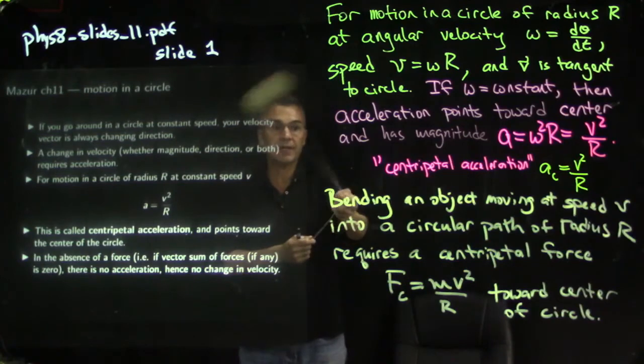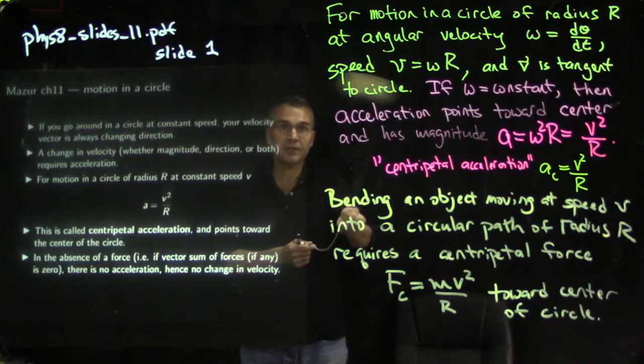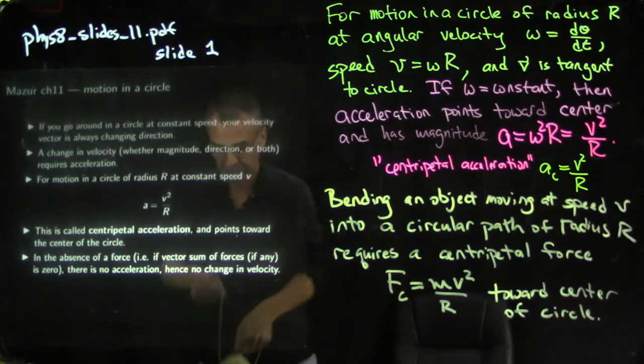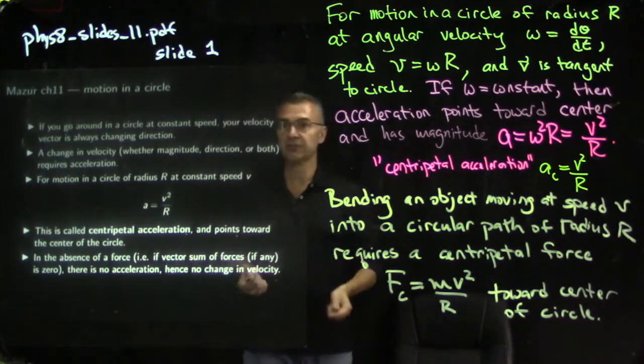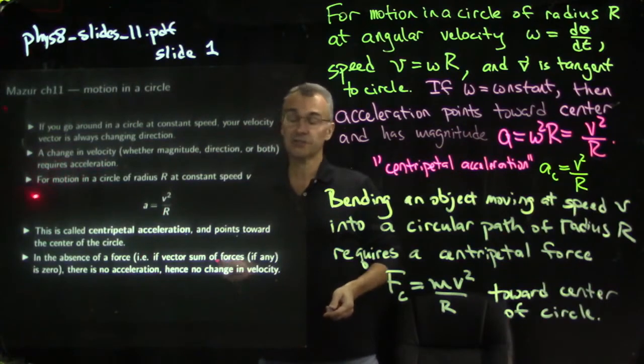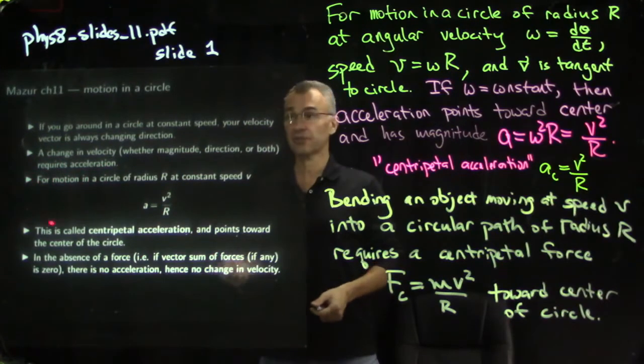So even if I am going around at constant speed here, my velocity vector is always changing direction. Therefore, I must be accelerating. A change in velocity, whether it is a change in magnitude or a change in direction or both, requires acceleration. Not just requires acceleration, it is acceleration. A change in velocity with respect to time is acceleration.